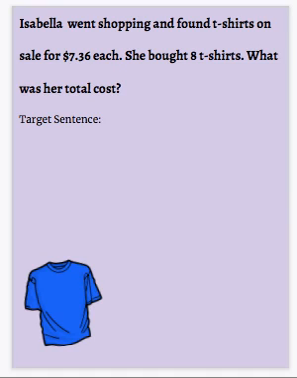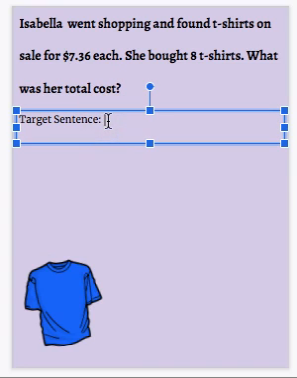Our first step in solving this word problem is identifying what we are solving for. We can do this by writing our target sentence. If I take a look in the word problem, my question says what was her total cost. If I'm going to restate the question, I would write Isabella's total cost was blank dollars.